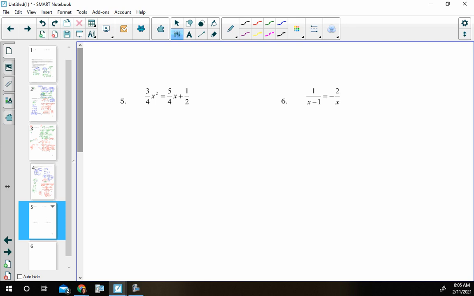Okay, so this one, biggest number to pick in the bottom. So I'm going to multiply all of these times 4. So this will give me 3x squared. This will give me 5x. This is half of 4, is going to be a 2. No x in the bottom, so I don't have any restrictions. So I'm just going to bring it all to the left by subtracting both of those guys over.